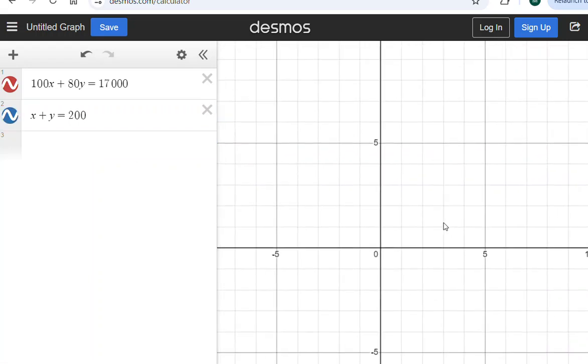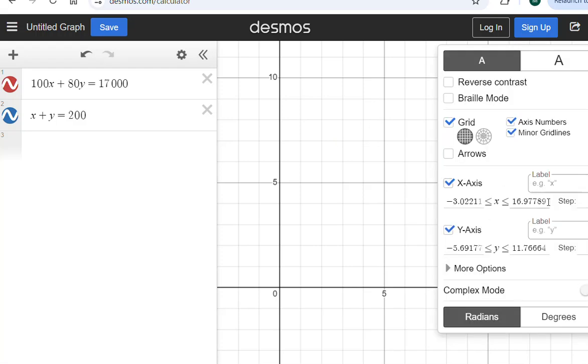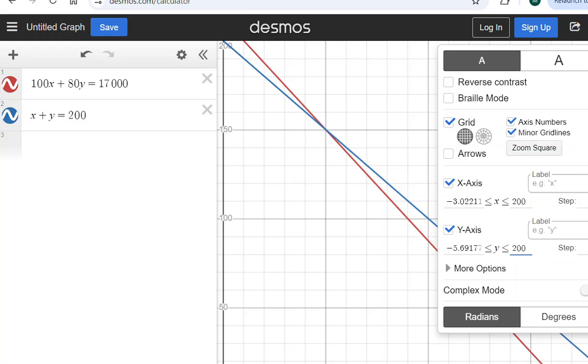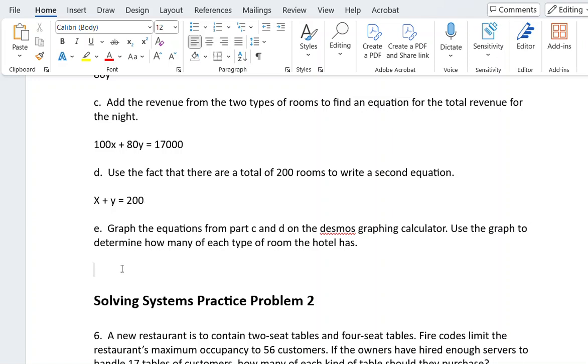So I can't see my lines, of course, because my scale is not correct. I can see that my total number of rooms needs to be 200, so I could set my scale to go up to 200 for both X and Y, and then I should be able to see the lines. Yep, there they are. I can see that they're both very similarly slanted here, but if I click near, Desmos will tell me what the exact point is where the lines are crossing, which is very helpful. That's at 50 and 150. So my point is (50, 150).